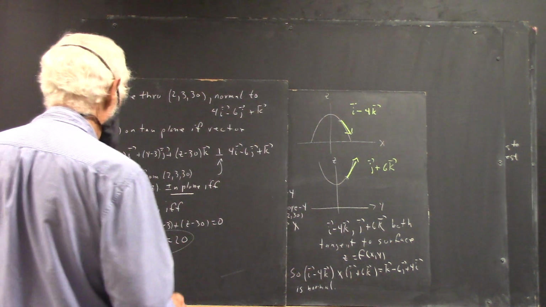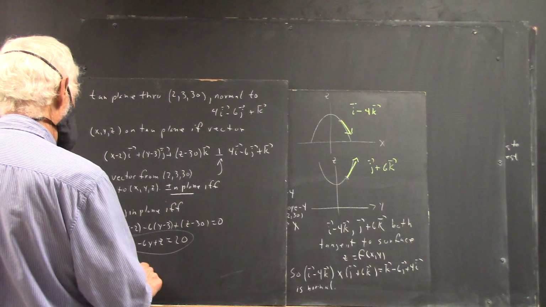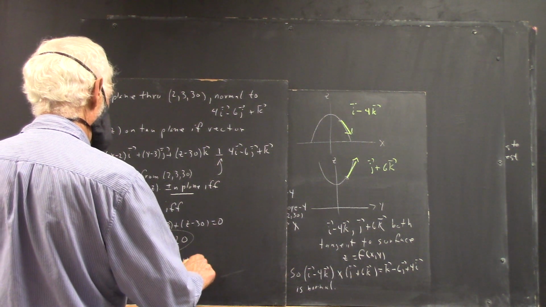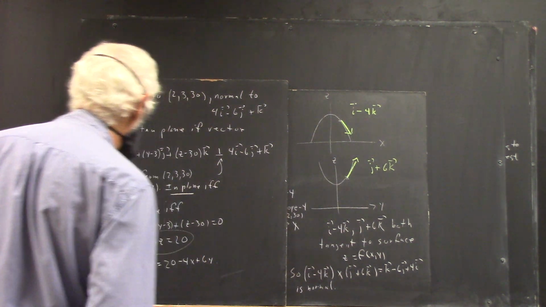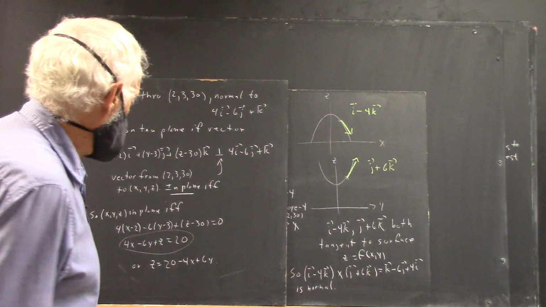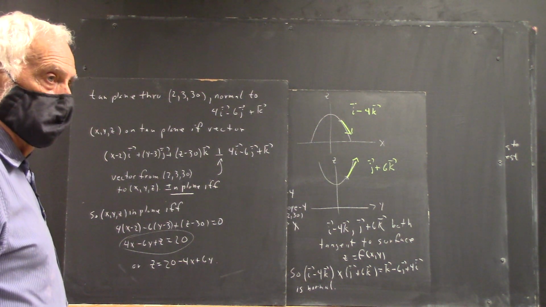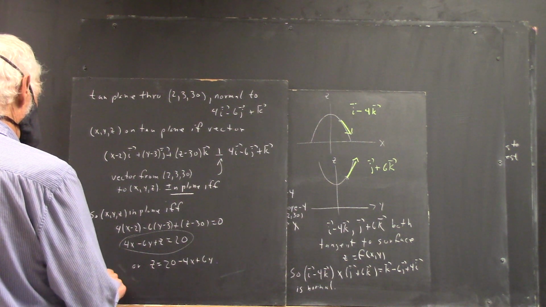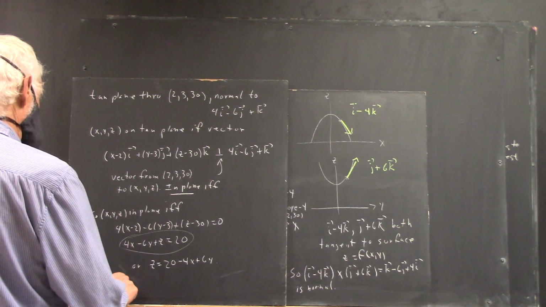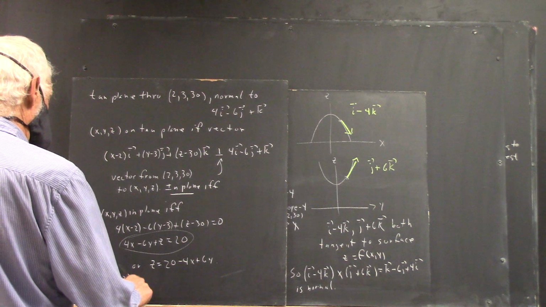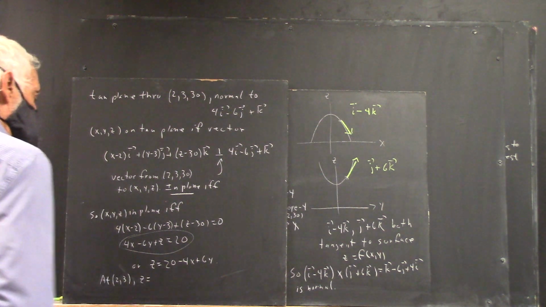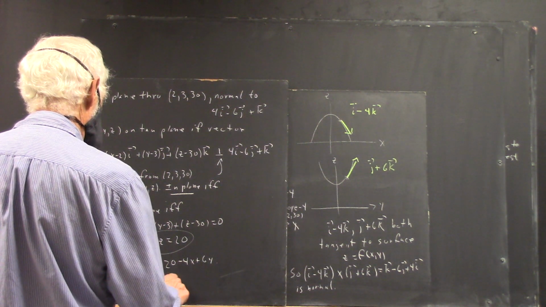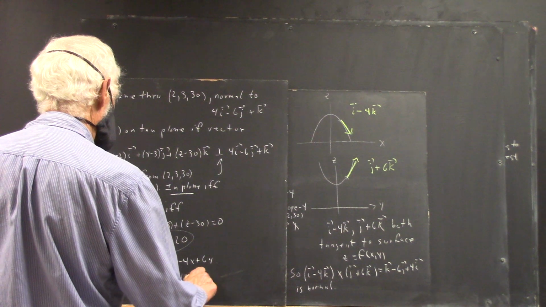Okay, well, if you want, the equation of the plane is this. Okay? Now at 2, 3, z equals 20 minus 8 plus 18 equals 30.